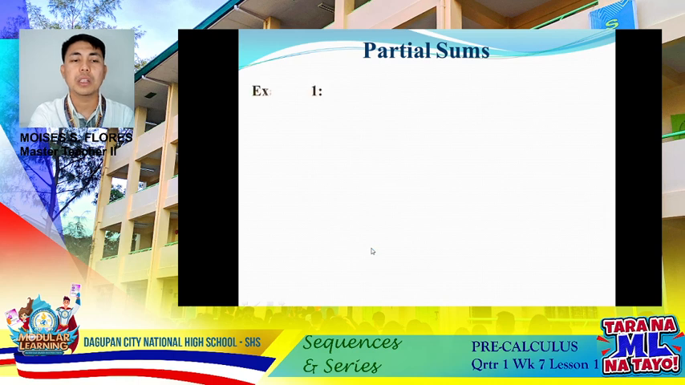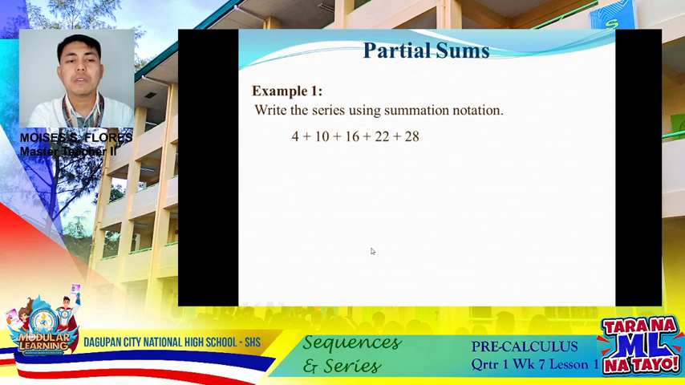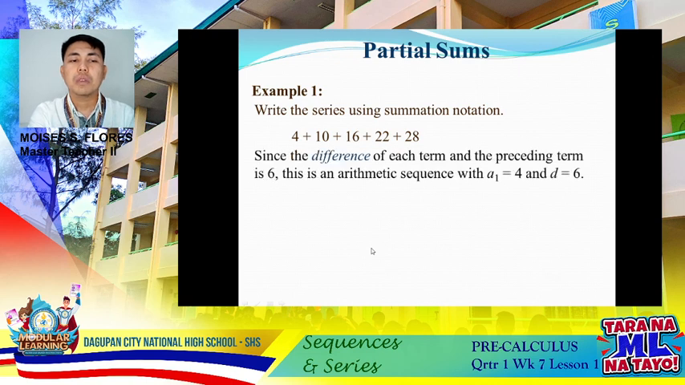Let's try an example. You are going to write the series 4 plus 10 plus 16 plus 22 plus 28 using summation notation. Since the difference of each term and the preceding term is 6, so 10 and 4, 16 and 10, 22 and 16, 28 and 22, the common difference there is 6, and our first term there is 4. So from the formula of our arithmetic sequence, if you still recall, we have A sub 1 here denoted as 4.